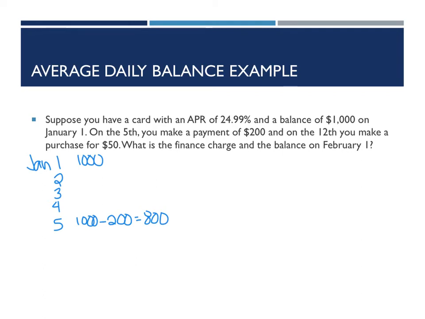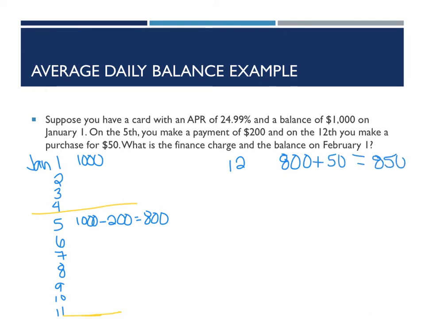So that means from the 5th to the 11th, it's $800. So 5th, 6th, 7th, 8th, 9th, 10th, and 11th are all $800. I'm just trying to split these up so you guys can see what's happening here. And then on the 12th, there's a purchase made, so you do your $800 plus 50 to give you $850. And then we see that nothing else happens through the end of the month, which is the 31st.